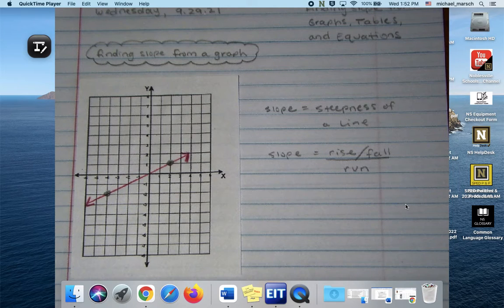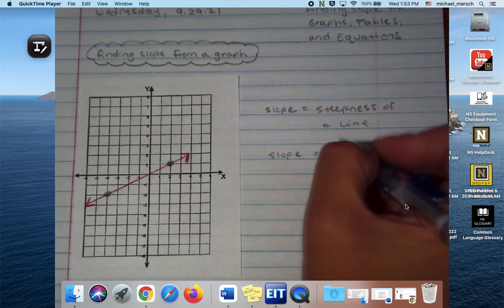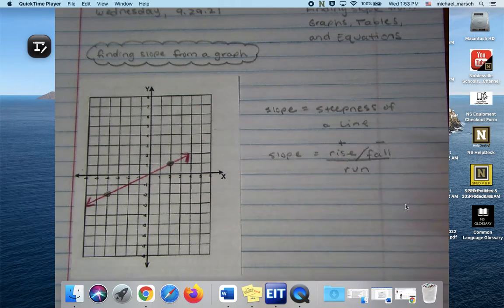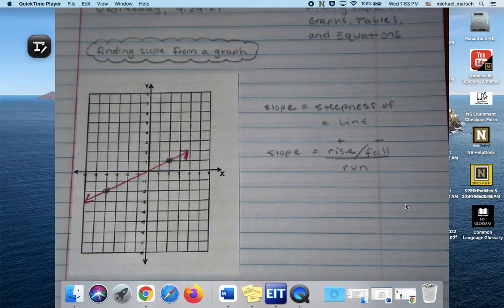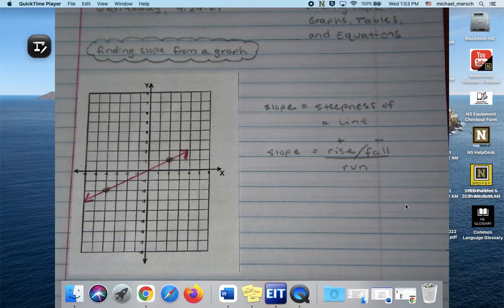Oftentimes people refer to it as rise over run. I like to throw fall in there because sometimes the line is negative, in which case you don't have a rise, right? You have a fall, okay? So rise would be a positive slope, fall would be a negative slope, right? Because it's falling from left to right. Positive number.